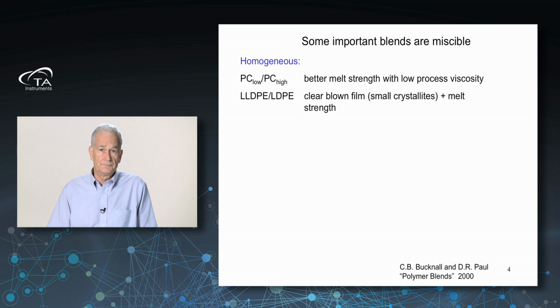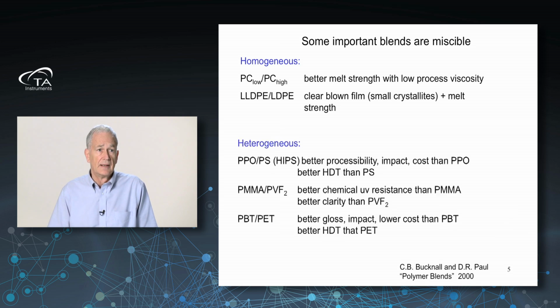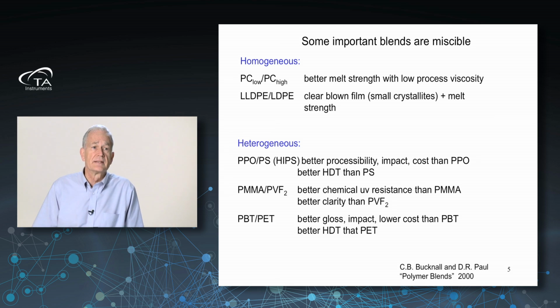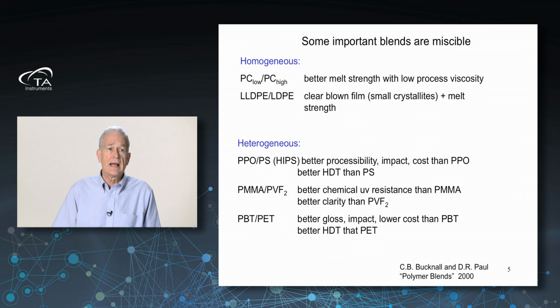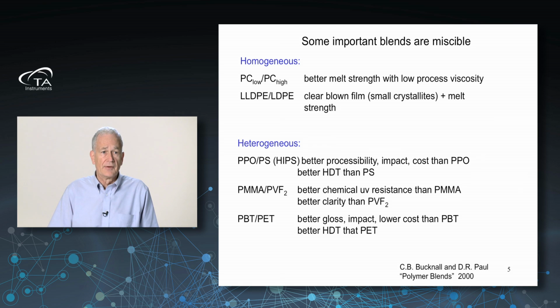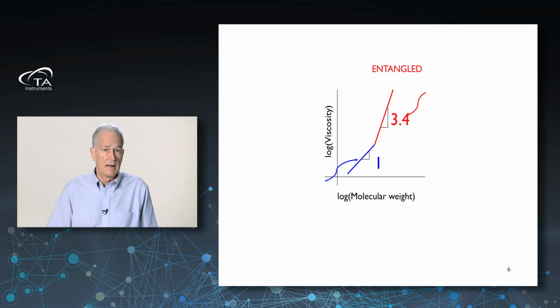The simplest is, as I said, a high molecular weight and a low molecular weight polymer blended to lower the viscosity. I show an example with polycarbonate. But there are also a few cases of heterogeneous blends, two different kinds of polymers being blended together. Here are several examples. For example, polymethyl methacrylate can be blended with polyvinylidene fluoride, which has excellent chemical resistance, while the clarity of polymethyl methacrylate gives good optical properties. So that's one reason that's a popular blend.